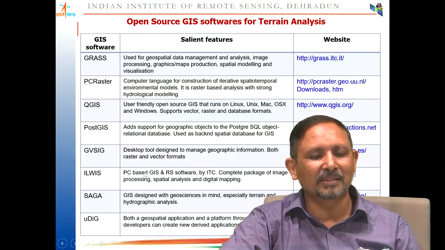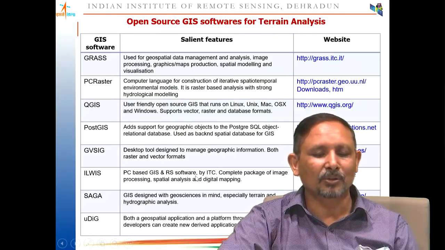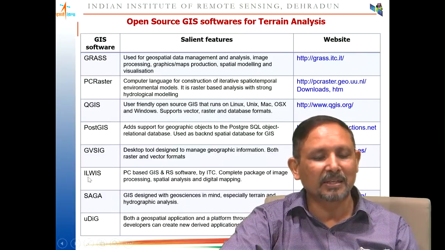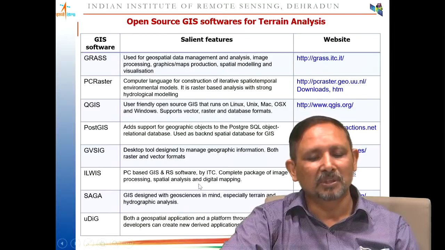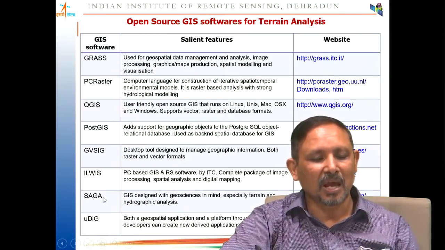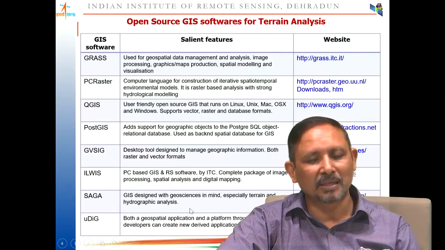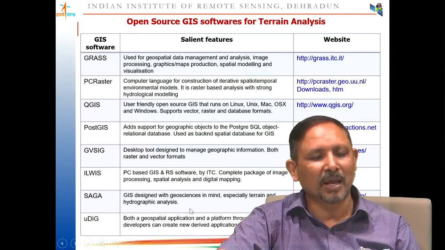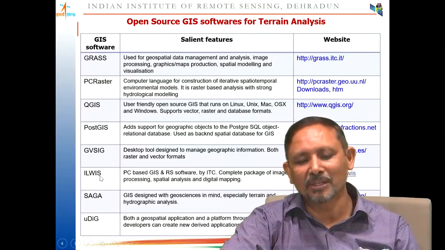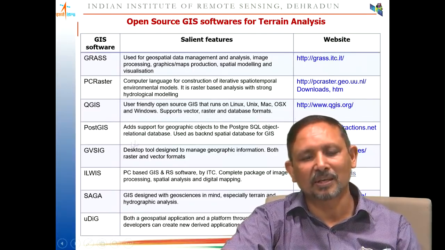ILWIS software is one of the very good software for education and research purposes, that is Integrated Land and Water Information System, ILWIS, and it can be downloaded from these websites. SAGA, uDig, there are various software, but I will recommend these for you. Anybody who wants to try, then QGIS, GRASS and ILWIS are widely used by researchers in their research programs.